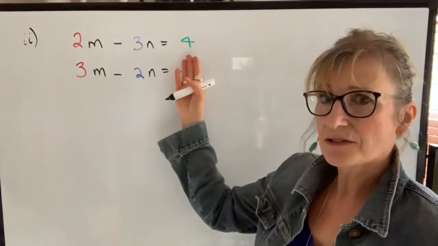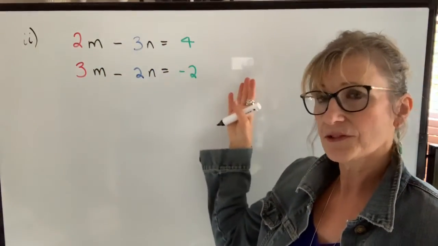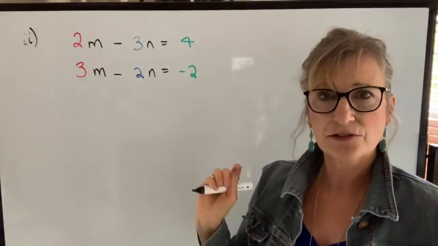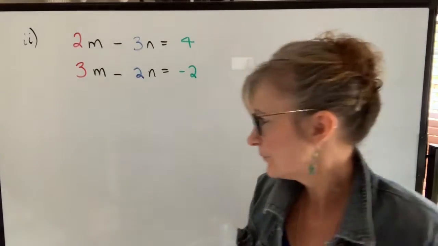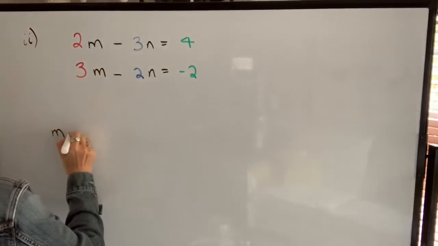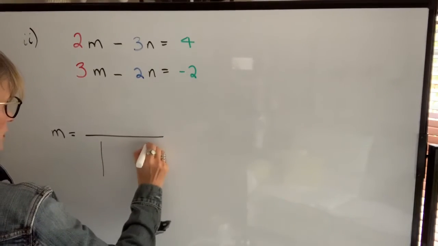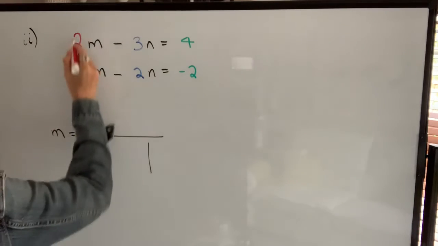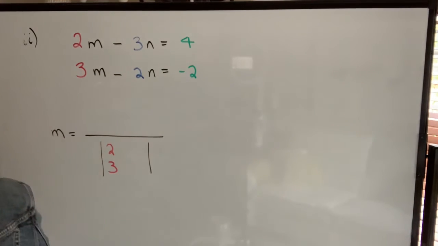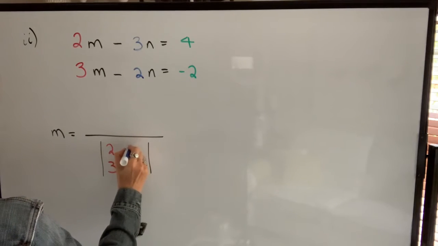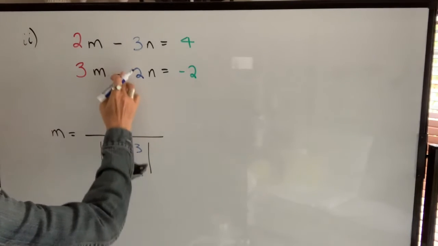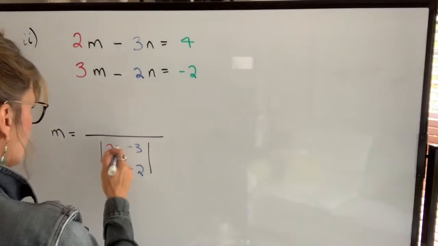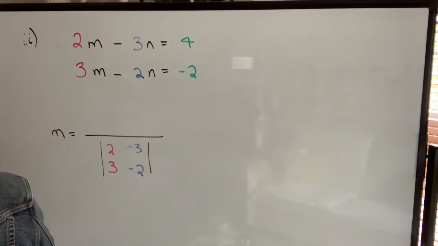Once I've made sure everything's in the correct order and my constants are on the other side of the equation, I've got my m term, then my n term in both equations, and my constants on the other side, so I'm good. I'm going to solve for m first. So the denominator is always the determinant of your coefficients, and keep the order. So I have 2, 3, and then I have negative 3, negative 2. That's where I see a lot of students have problems, is forgetting about the sign or getting the sign mixed up.